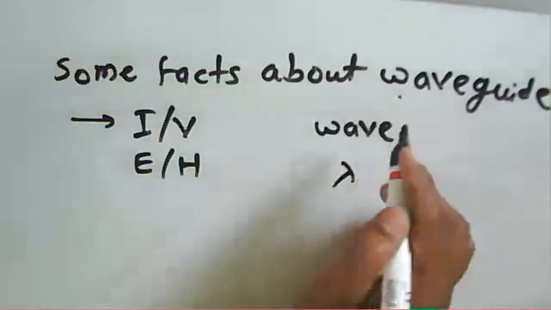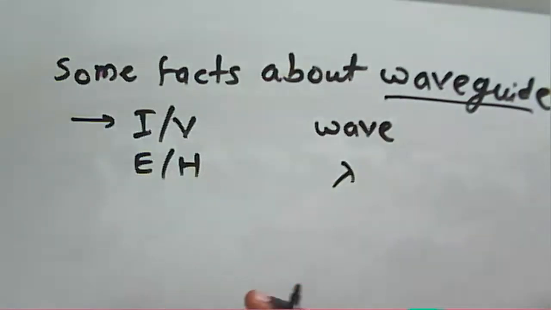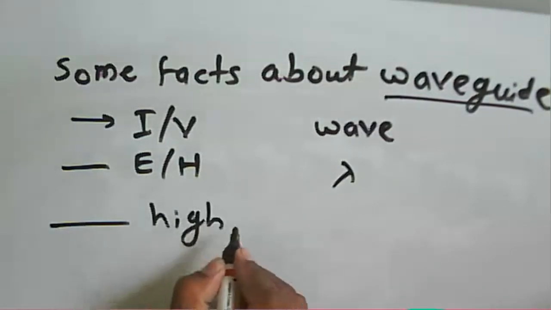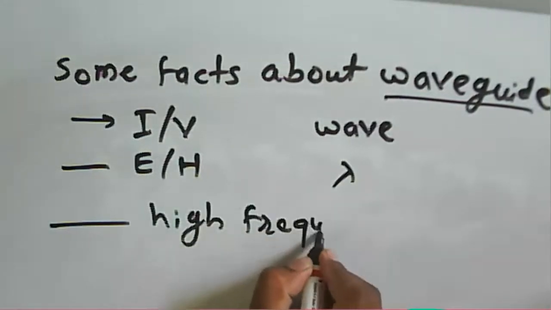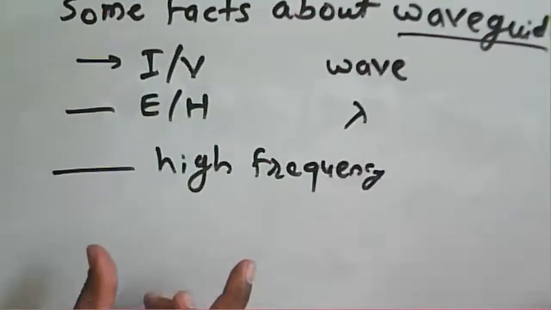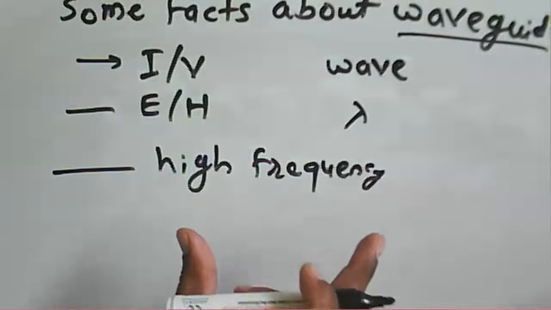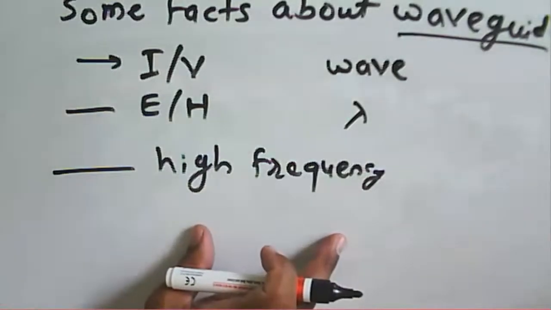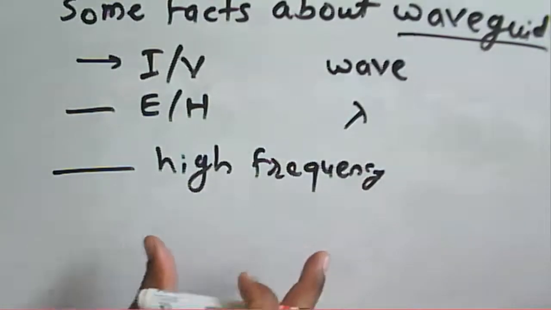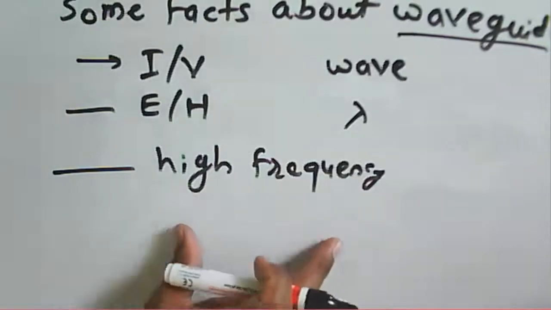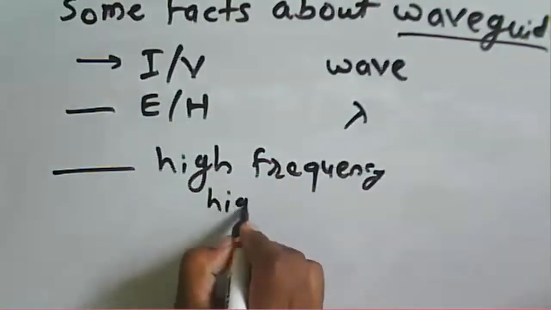Now, the waveguide is used at a high frequency. Because waveguide means a wave is propagating through the waveguide, it is only possible at high frequency. A low frequency signal could not propagate through the waveguide. So that's why the waveguide is called a high pass filter. It has to operate at a high frequency, so you can say it is called a high pass filter.